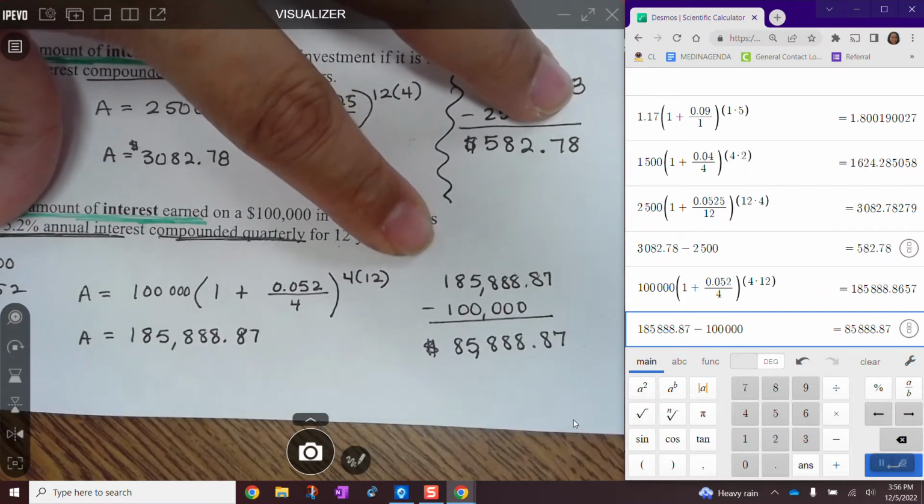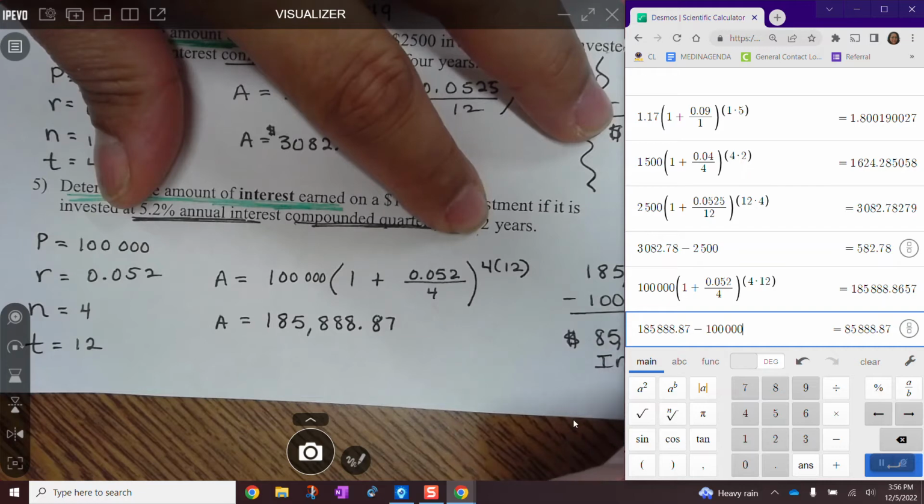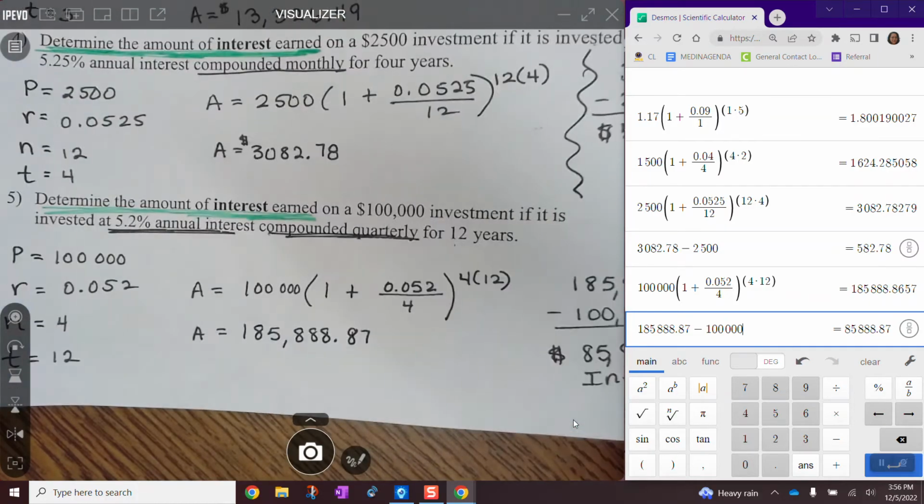Not bad, right? All right, so this is interest money. Remember the $100,000 you brought in. This is what you made from the investment by putting it in the bank.